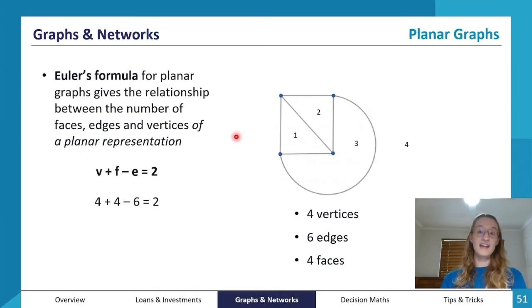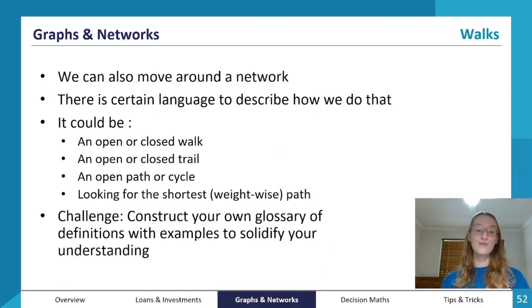And we can actually see that that does hold true in this planar graph. Number of vertices, we have 4. Faces, we have 4. Edges, we have 6. So 4 plus 4 gives us 8. Take away 6 gives us 2. And because 2 equals 2, we know that Euler's formula does hold up in this situation.